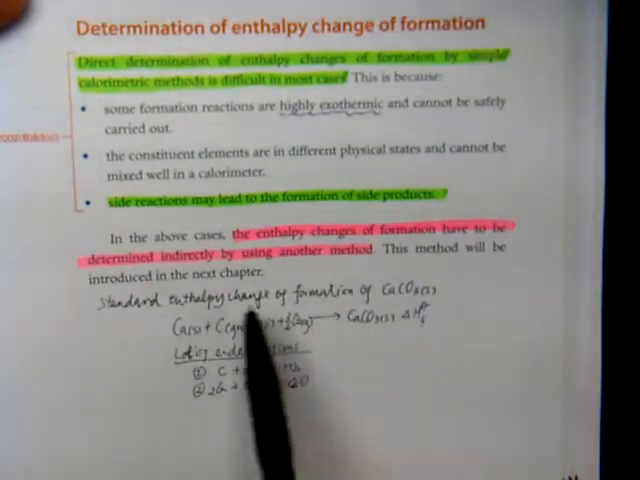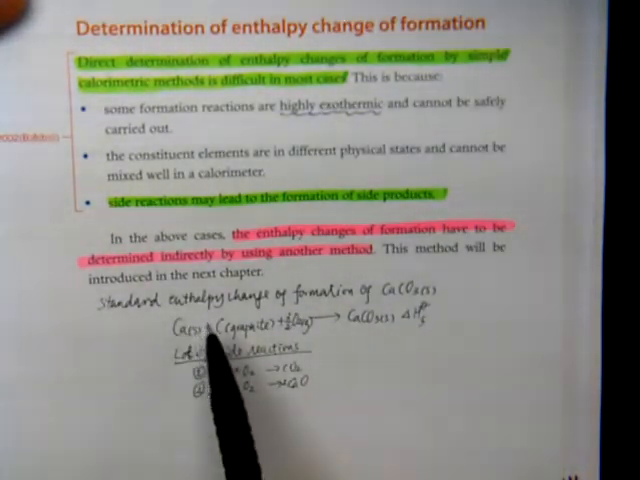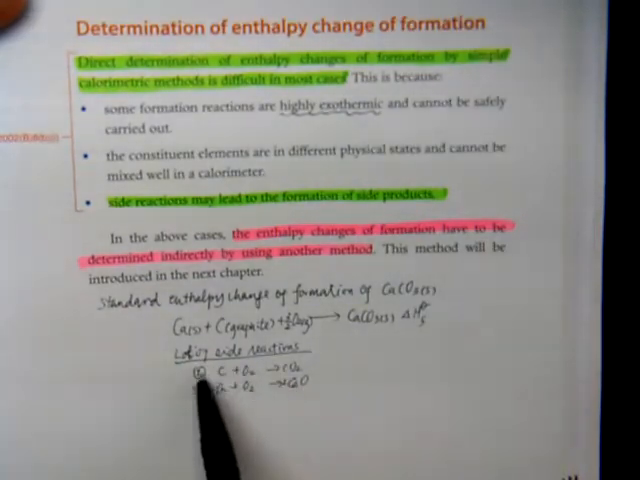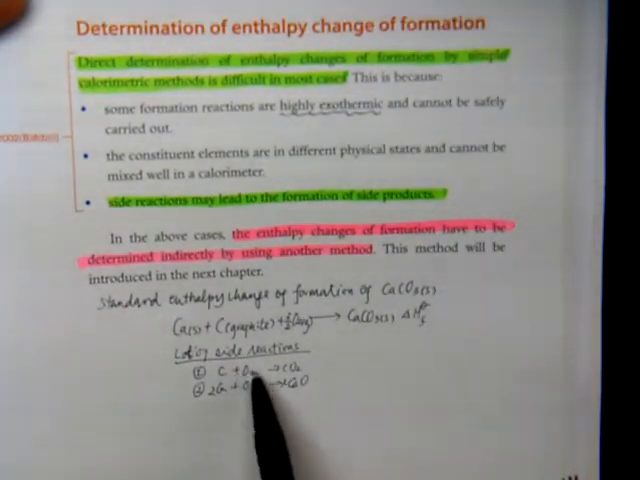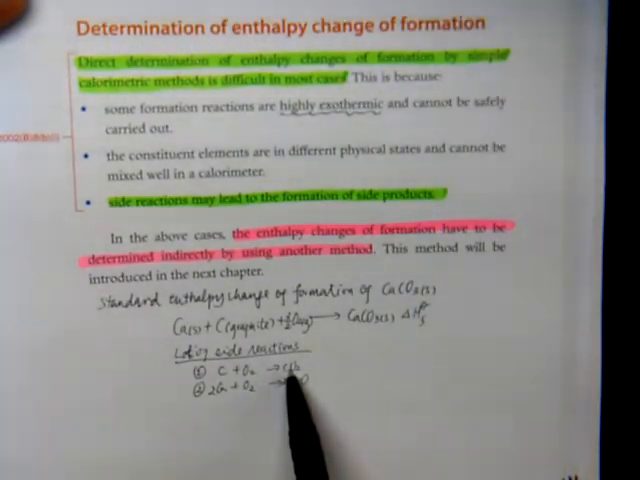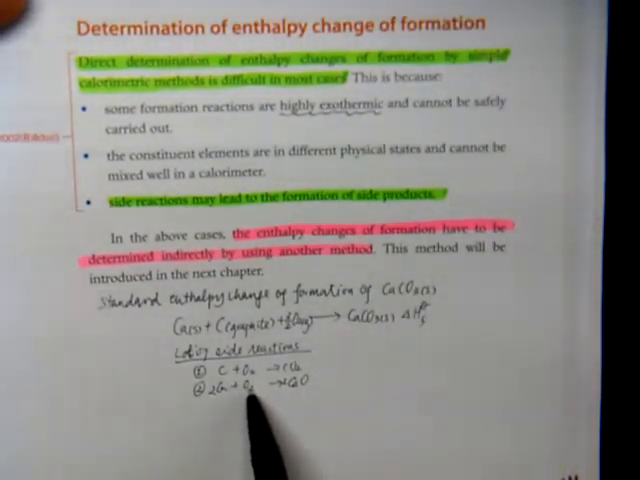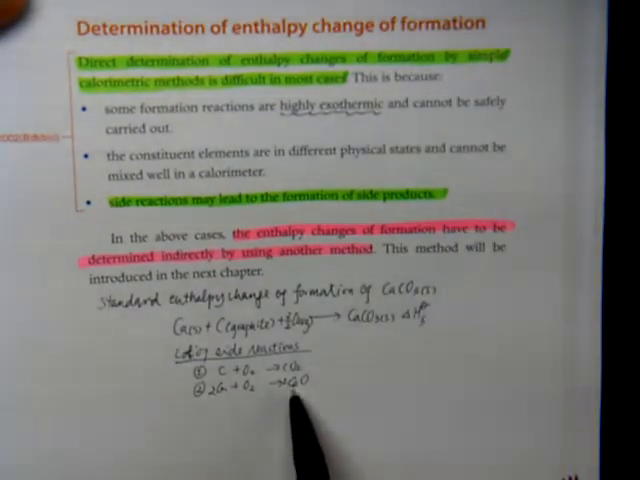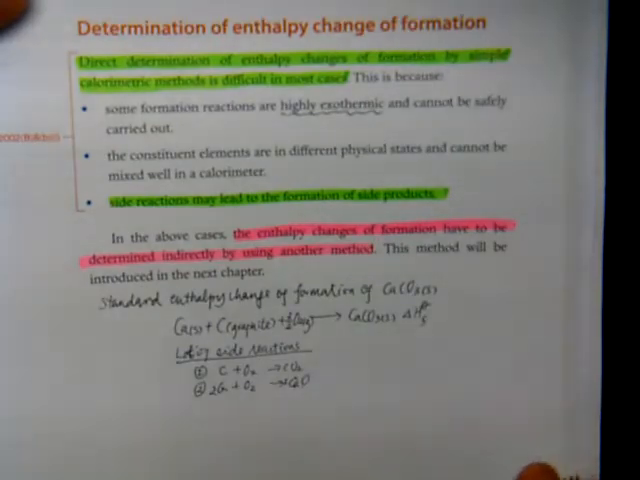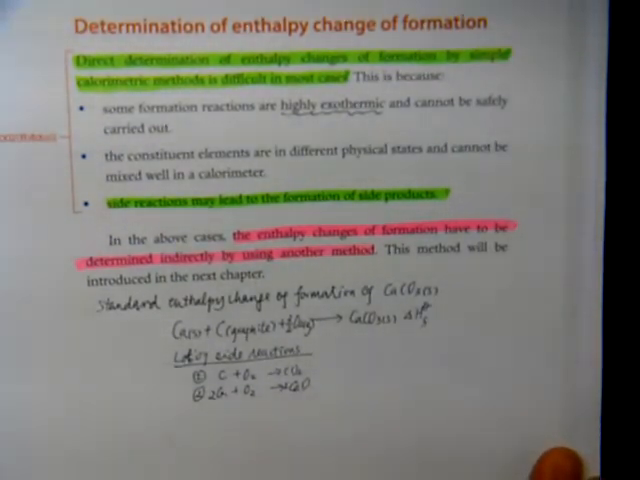If we carry out a direct experiment, lots of side reactions occur. Carbon actually likes to oxidize to form carbon dioxide, so carbon dioxide is formed instead of calcium carbonate. On the other hand, calcium likes to react with oxygen to form calcium oxide instead of calcium carbonate. These are the side reactions. These two are the side products. Therefore, direct determination of the enthalpy changes of formation is difficult.